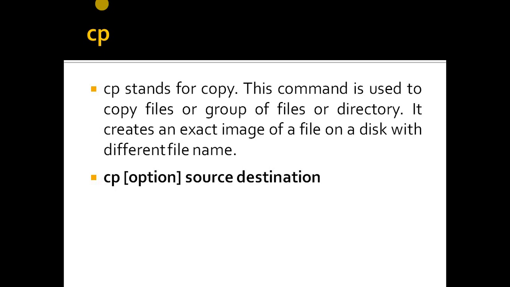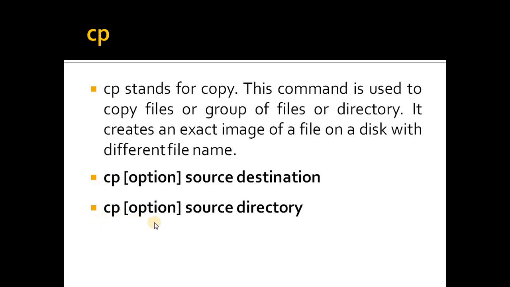We'll see the first syntax of the cp command. cp with some option, and the first argument is the source, that is which file you have to copy, and the second argument is the destination, that is which file you have to copy into. So in this case, you are going to copy the contents from source into destination. So this is the first syntax.